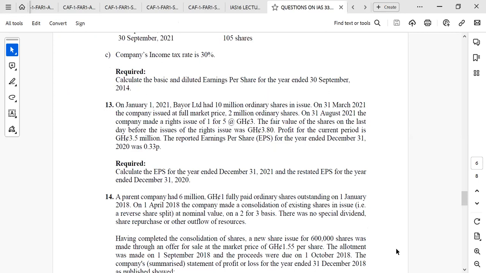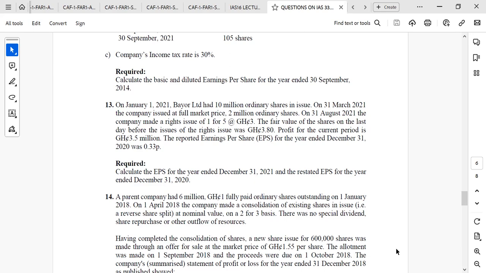On January 1st, 2021, Bio Limited had 10 million ordinary shares in issue. On 31st March 2021, the company issued at full market price 2 million ordinary shares. On 31st August 2021, the company made a rights issue of 1 for 5 shares at 3 cedis. The fair value of the shares on the last day before the rights issue was 3.80 cedis. Profit for the current period is 3.5 million cedis. The reported earnings per share for the year ended 31st December 2020 was 33 pesewas.